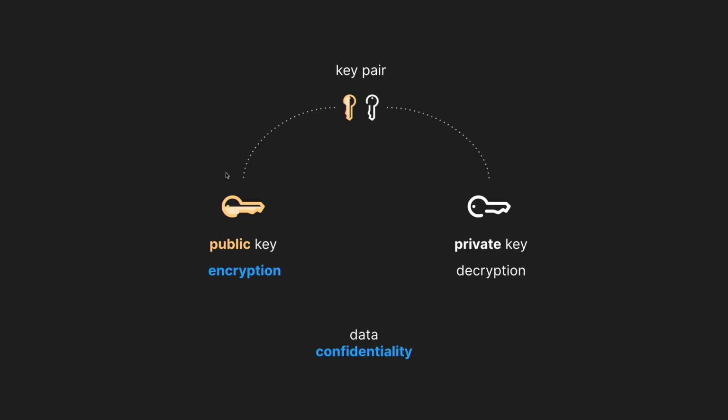What is encryption? Encryption is something that we use to protect the confidentiality of data. When someone sends an encrypted message using your public key, only your private key can unlock and decrypt or decipher that message.